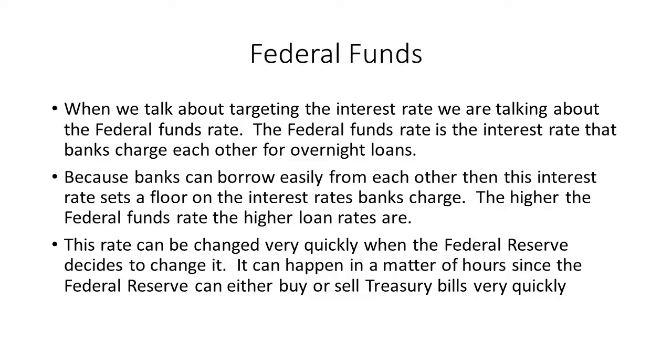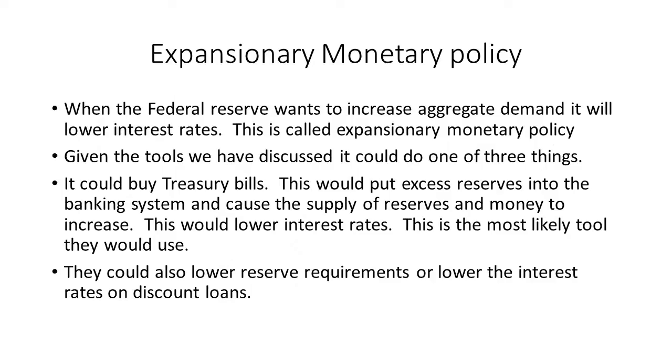This rate can be changed very quickly when the Federal Reserve decides to change it, and this is going to affect every other interest rate through the system. And it can happen in a matter of hours, since the Federal Reserve can either buy or sell Treasury bills very quickly. So how do they use this federal funds rate to affect the economy? Well, let's first talk about expansionary monetary policy.